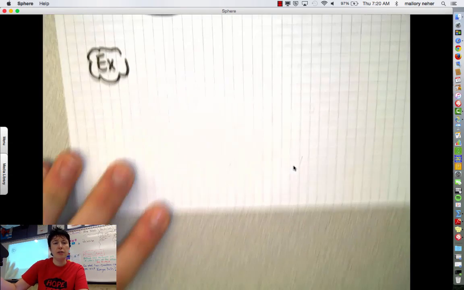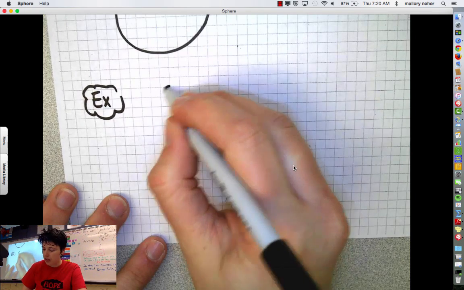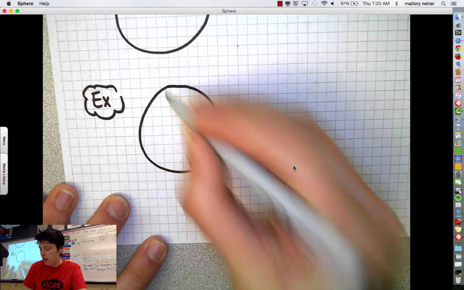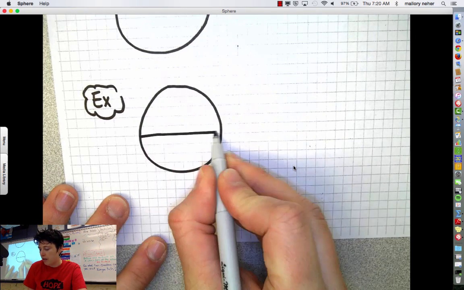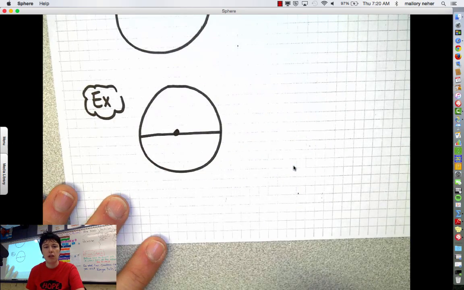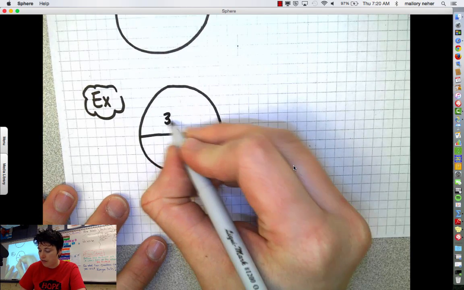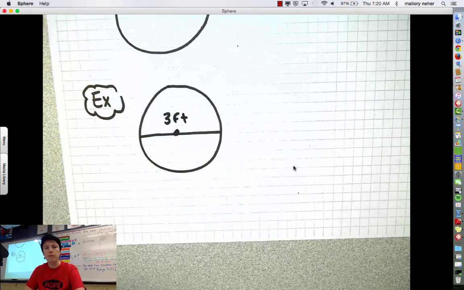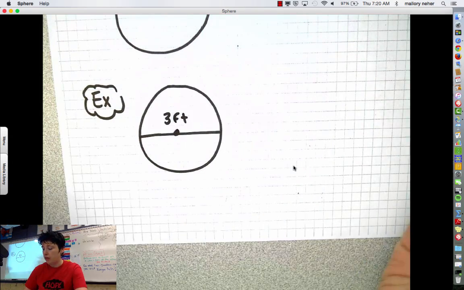Let's imagine we have a circle, and it looks like this. And someone comes and tells you that the diameter of the circle measures across a distance of 3 feet.